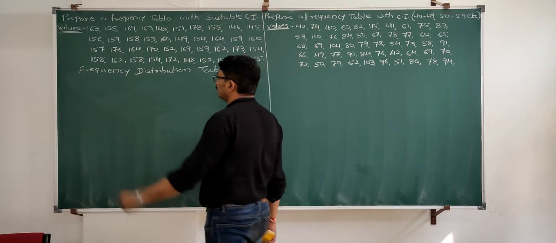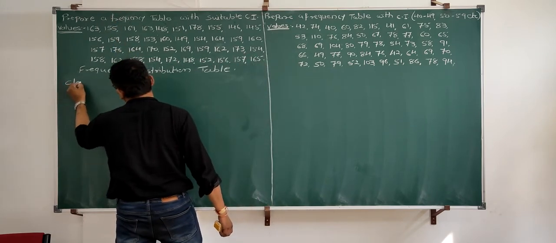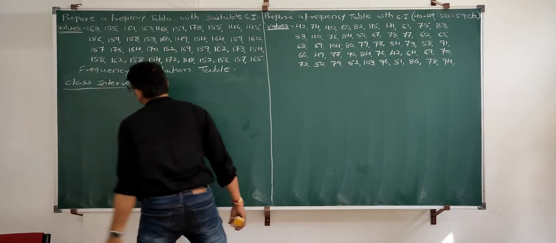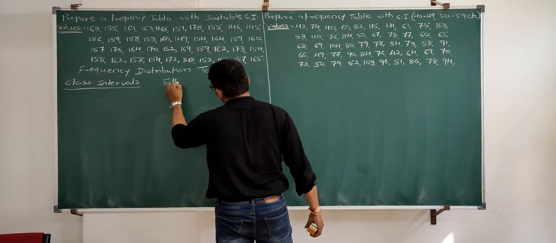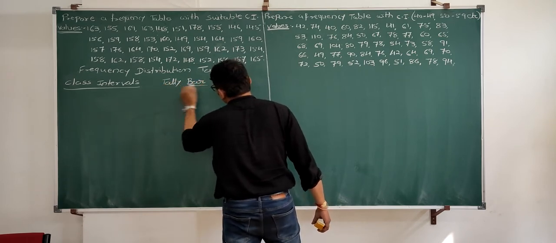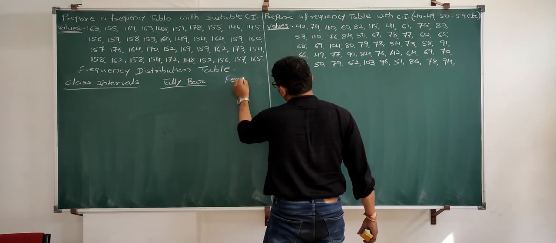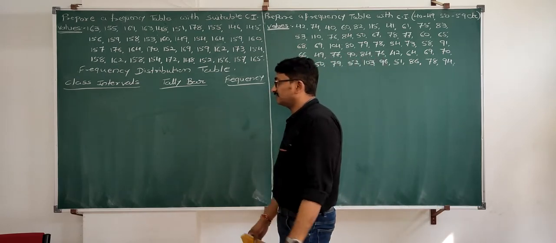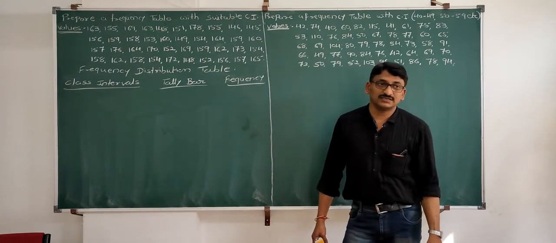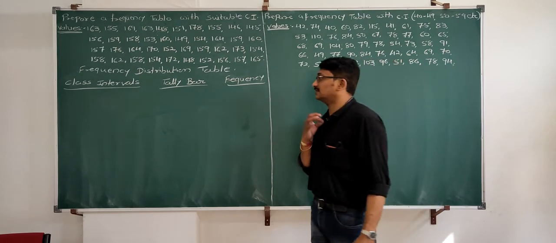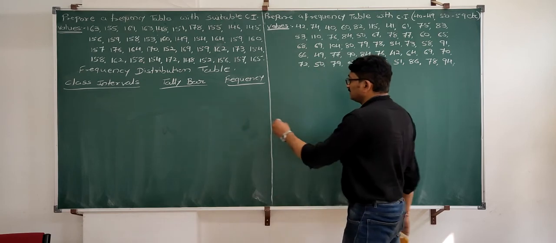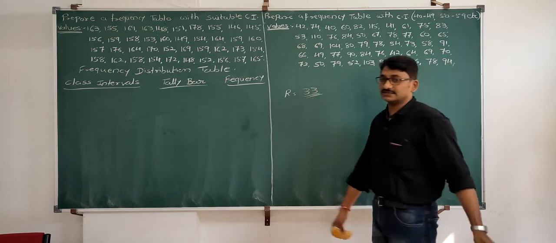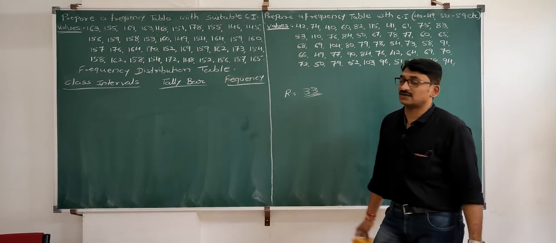Under this heading, as you know, we have to prepare three columns. First one is class intervals. Second column is tally bar. Third column is frequency. So the columns are class interval, tally bar and frequency. Now how to take the class intervals? This is the important one. Now you know the range. What is the range value here? The range value is 30. R is nothing but range. And here classes are not given.